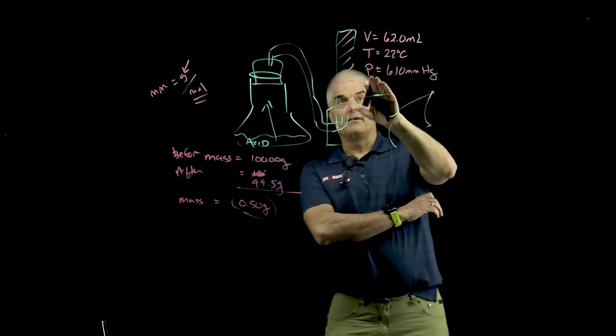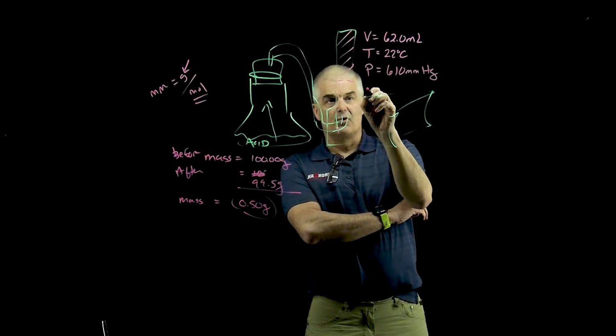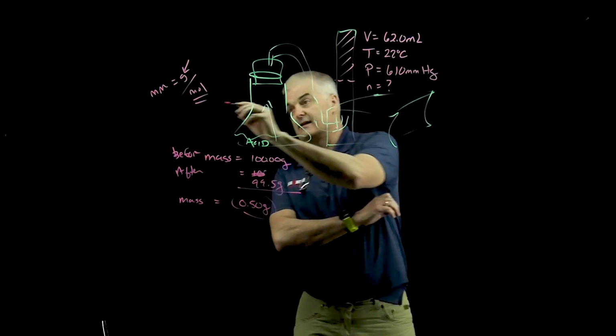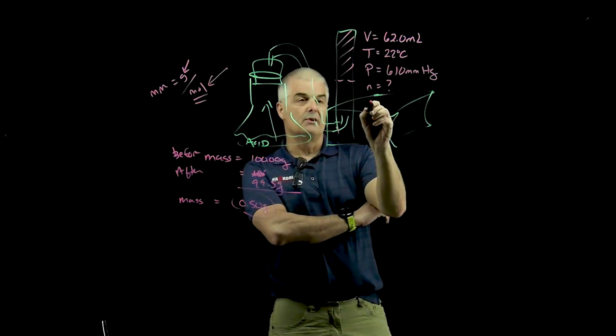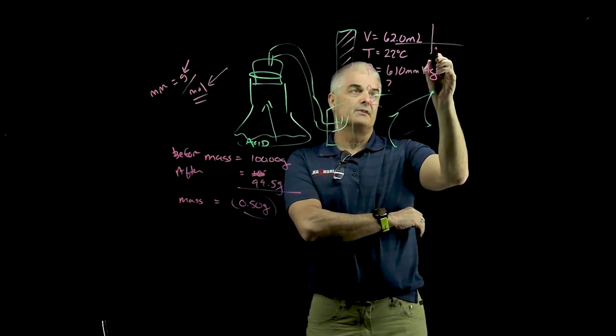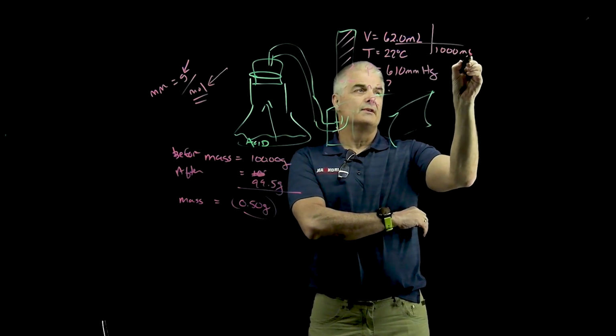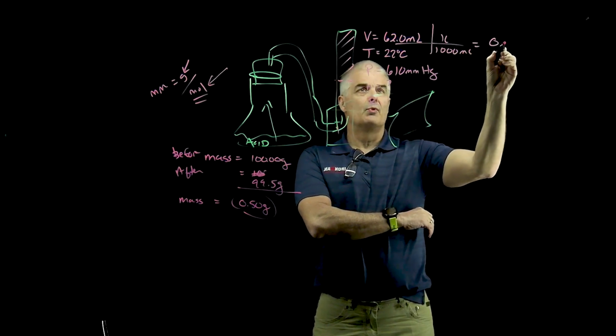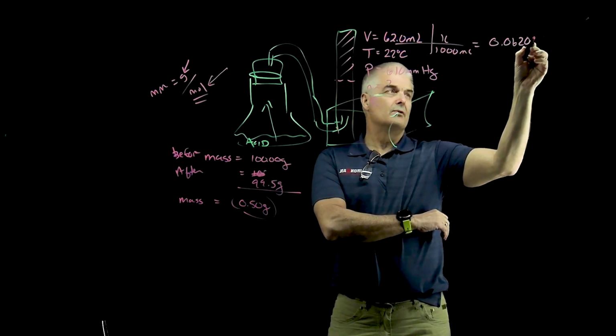Well, we know that we've got P, T, and V. We're trying to find n. And that n is the n that's going to go here. Of course, we know R is what it is. Now, we do have to do some conversions. If this is in milliliters, there are 1,000 milliliters in 1 liter. So that's 0.0620 liters.